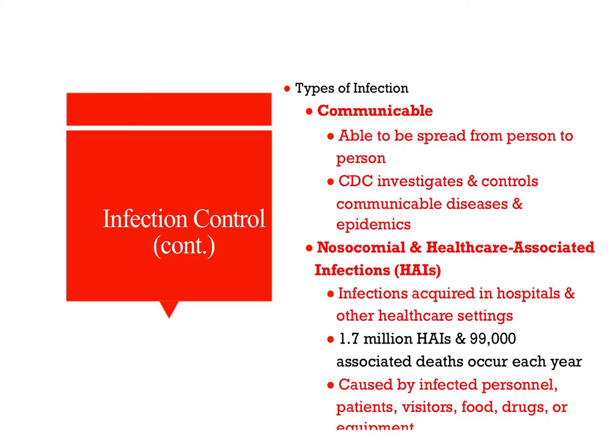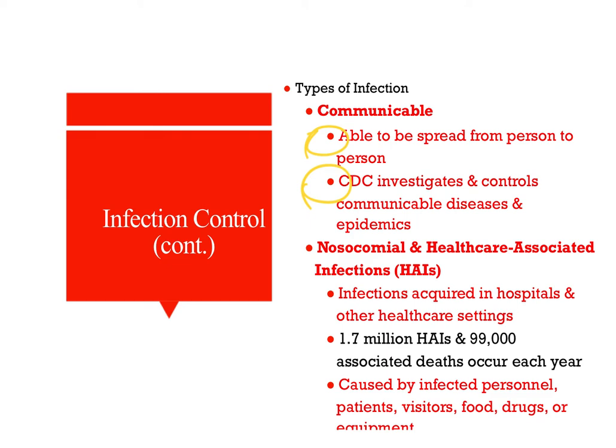All right, let's talk about the different types of infection. We have a communicable infection. That means it is able to be spread from person to person. And the agency that investigates and controls communicable diseases and epidemics is the CDC, or Center for Disease Control. Now, both of those bullet points here are important, okay? So you should remember these two things. And the CDC is the Center for Disease Control.